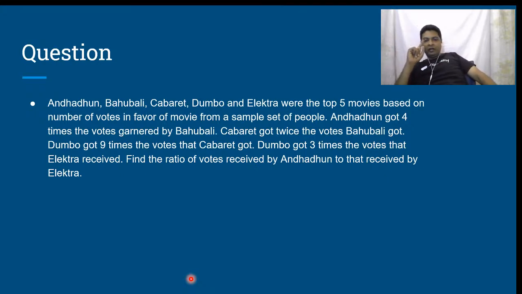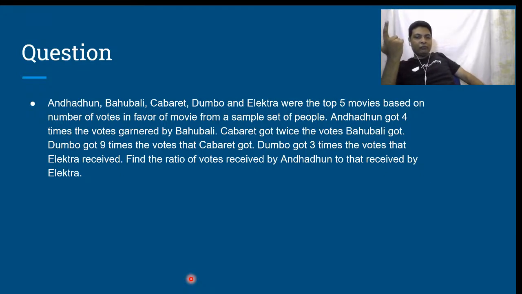So the ratio of A to B to C to D to E in this case will be 4 is to 1 is to 2 is to 18 is to 6. But he has asked A to E. A to E will be 4 is to 6. 4 is to 6 means 2 is to 3. Therefore, my answer is 2 is to 3.